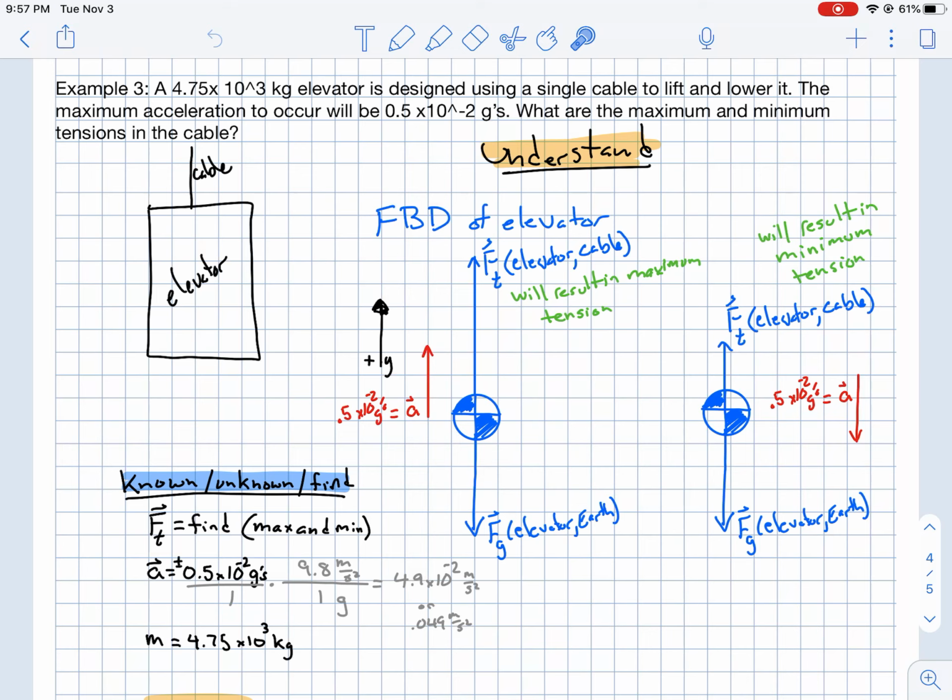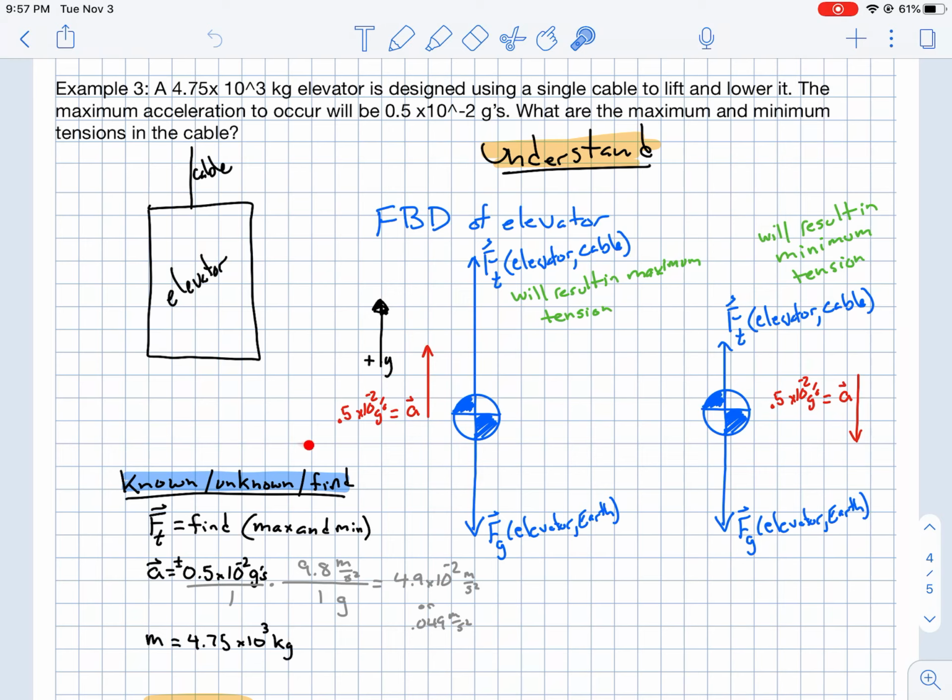So basically, the example that we're looking at here, we have an elevator. We're told its mass, and there's a single cable attached to the top of it. This is how the elevator is lowered and lifted. We're also told that there is a certain acceleration that will occur, that's going to be a maximum acceleration either up or downwards. So let's take a look at how we might go about this.